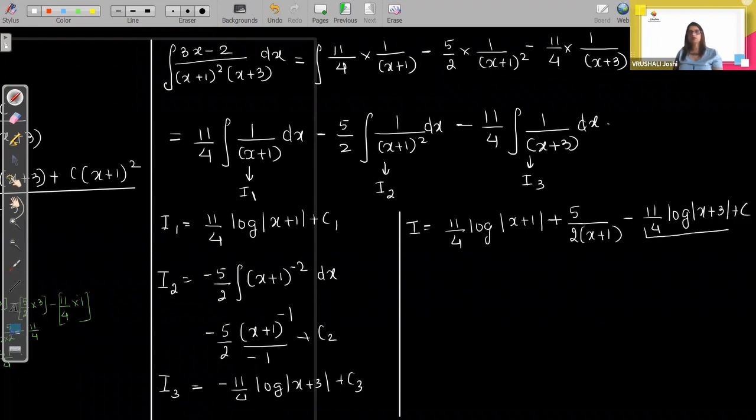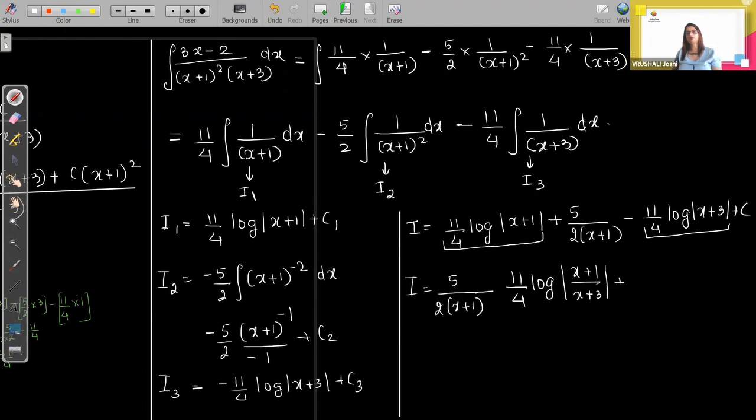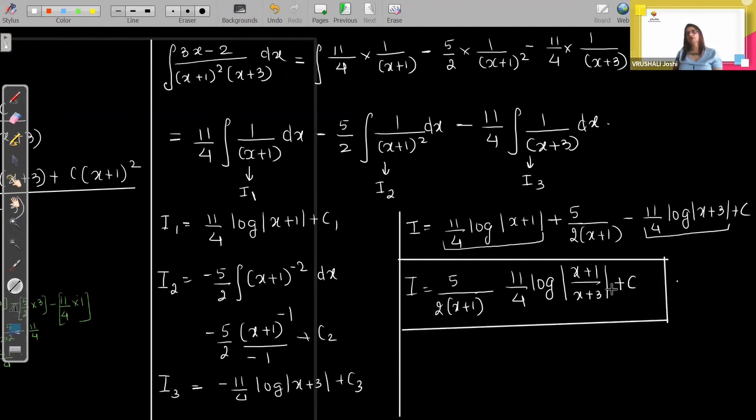Now look, this is 11/4 log x minus, this is 11/4 log x plus 1, we can take both together. So we can write this using log m minus log n as 11/4 log of modulus, plus c, correct? So this is our final answer. It won't be solved further, otherwise the question will come back again, right? So this is your final answer.